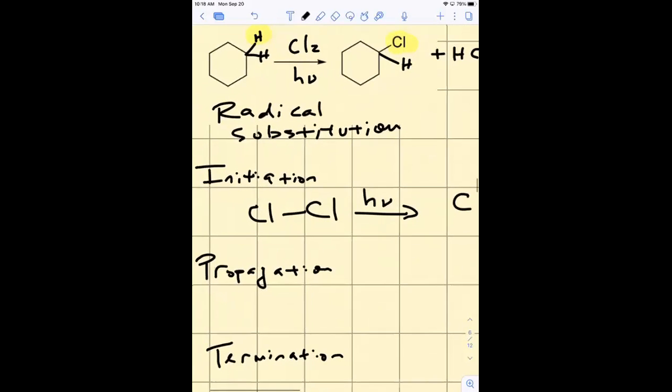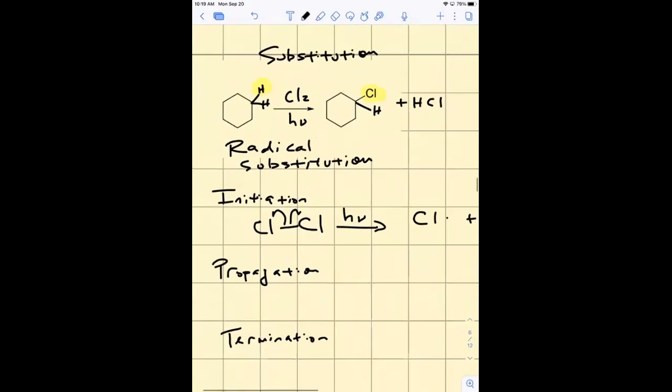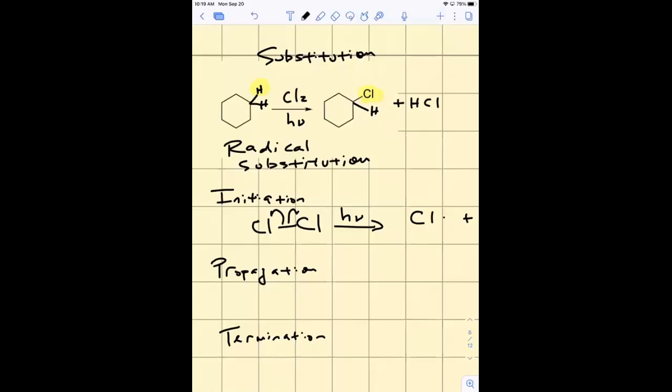How would I show that bond breaking homolytically? What kind of arrows would you use and where would you put them? Single-headed arrows, good. And where would I put them? Between that sigma bond, pointing in opposite directions. That's exactly right. I'll break it like that, homolytically, meaning each atom in the bond is going to get one electron.